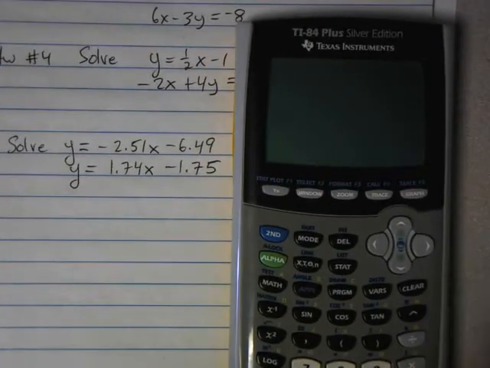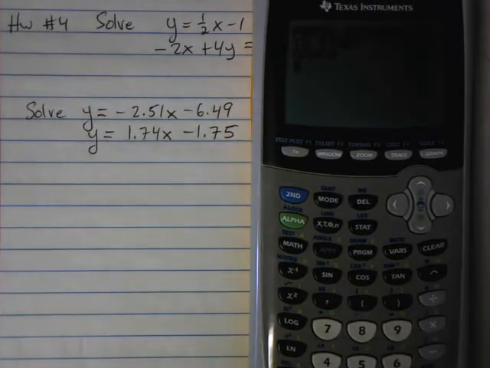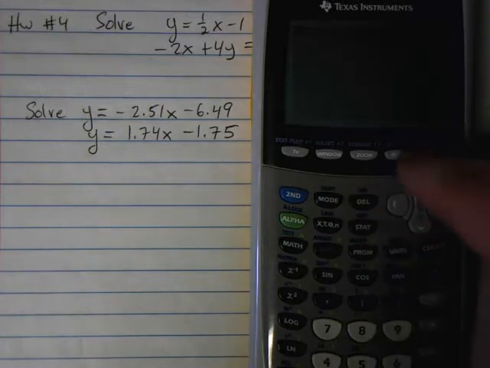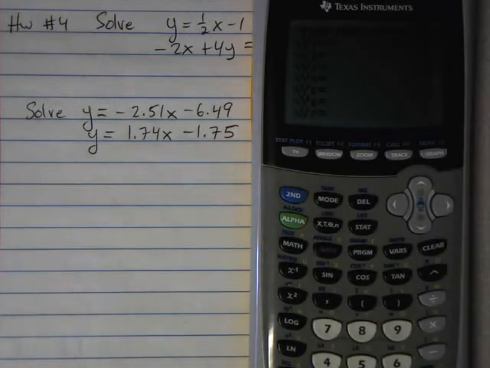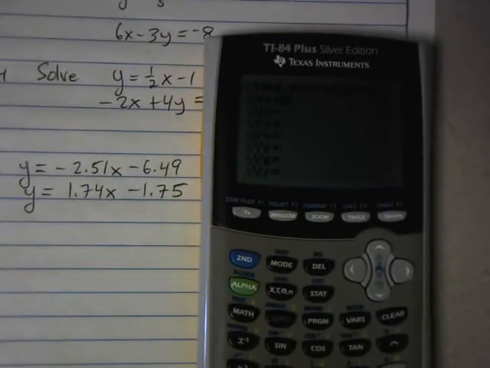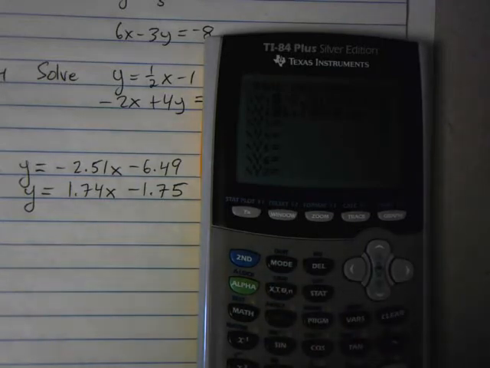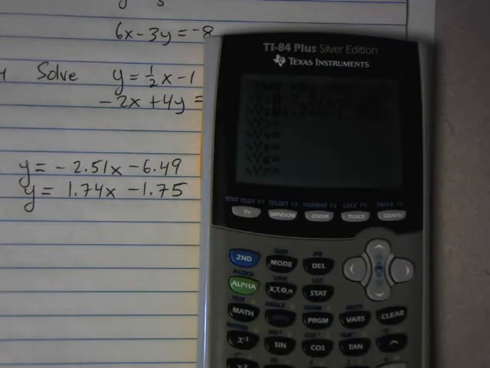Okay, so we're going to use our calculator to solve systems of equations. So I'm going to go to y equals, and I got some junk in here that we don't need. Let me just clear that out. This is a little bit difficult to see. Let's see if I can change the brightness a little bit. That's a little better. So I'm going to type in my two equations. Negative 2.51x minus 6.49 and 1.74x minus 1.75.